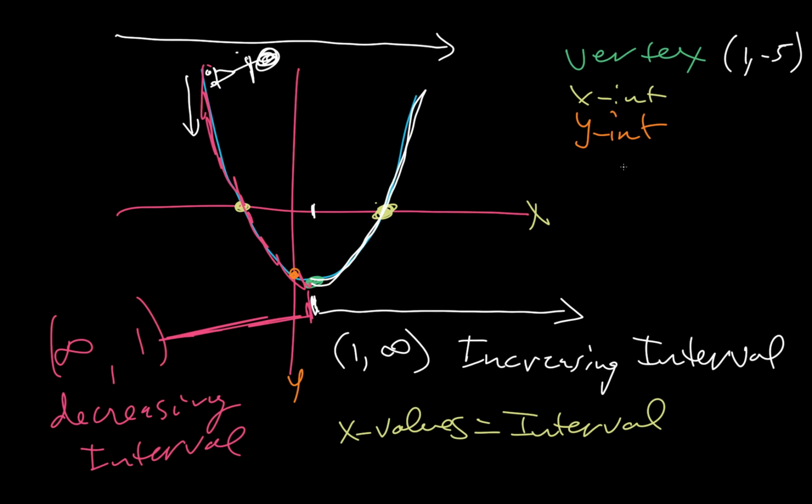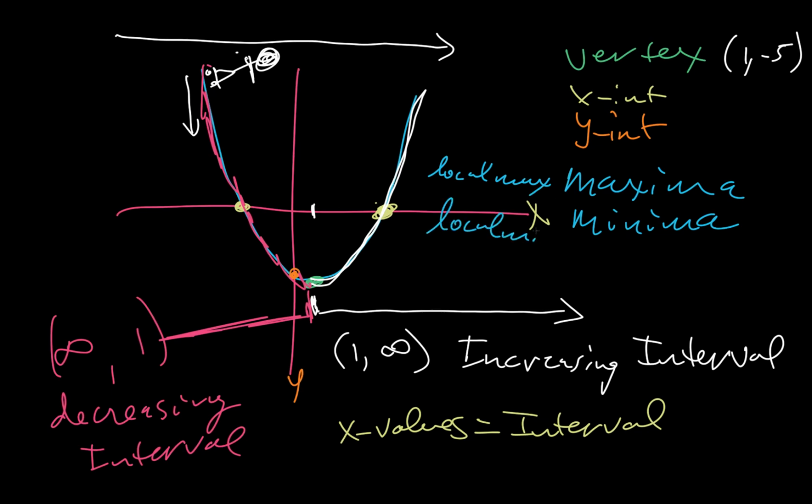Okay. Now, moving on, we're going to find a maxima or a minima. So we have maxima, minima, with the a on the end. These are also called local max, local min.